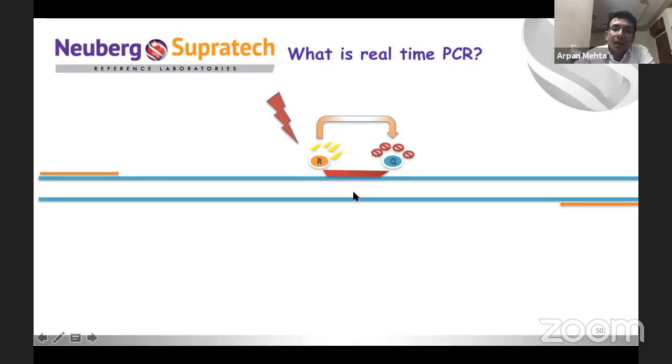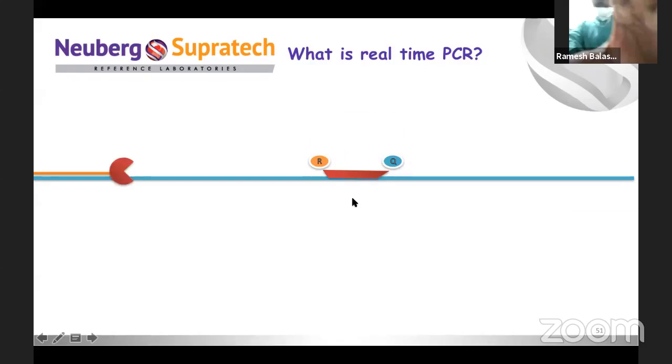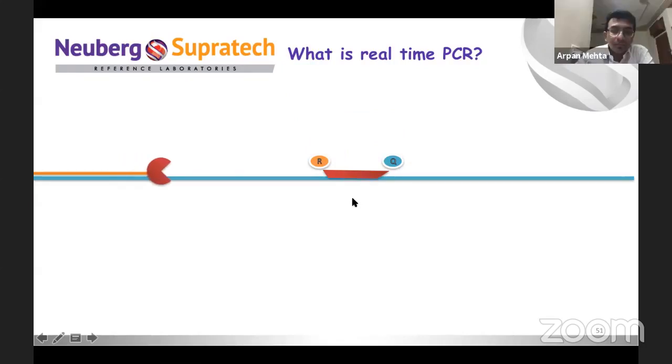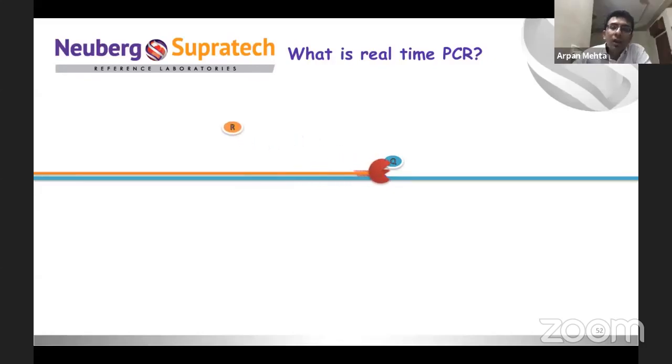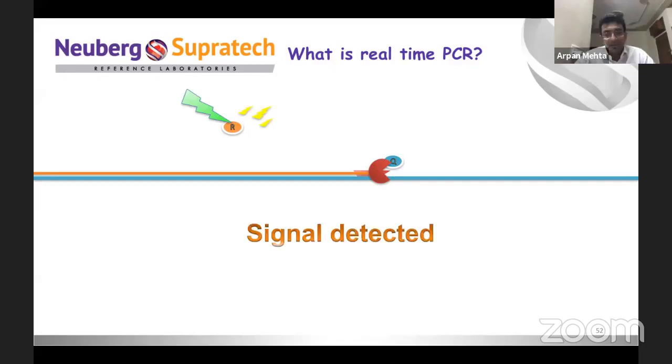Now let us see what happens when there is real-time PCR. The enzyme extends, reaches the reporter dye, and then cleaves it. So now the reporter dye and quencher dye are far separated from each other. And then when light is incident, this fluorescence will be detectable by us. So depending upon the amount of fluorescence produced, we can know how many transcripts, or DNA or RNA based things, are there in question.